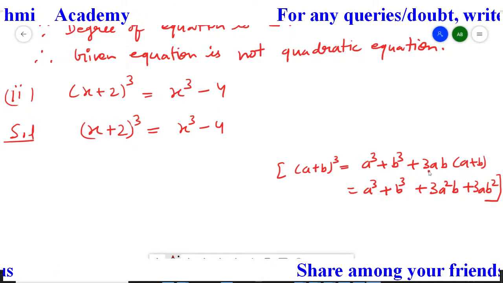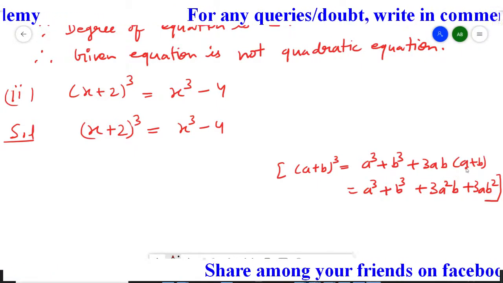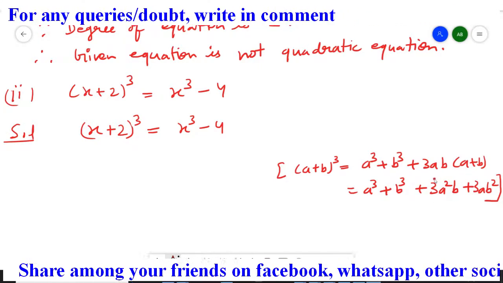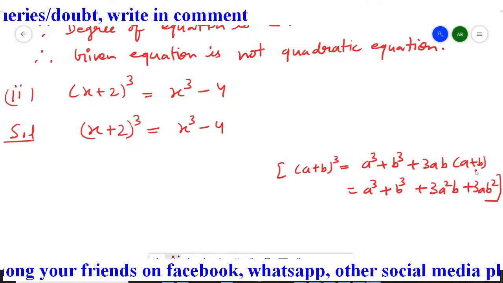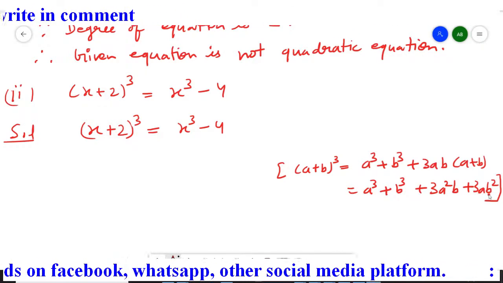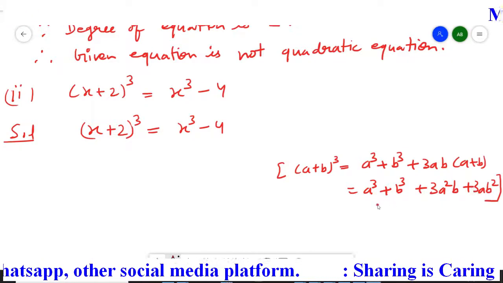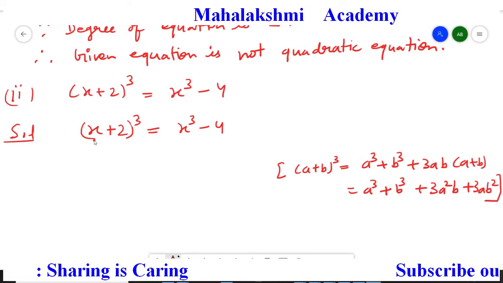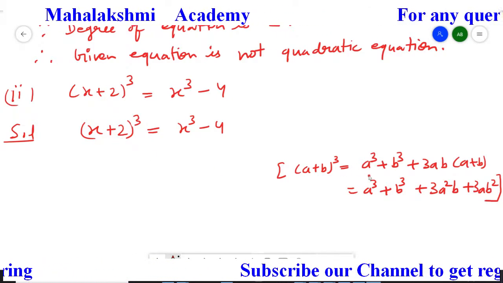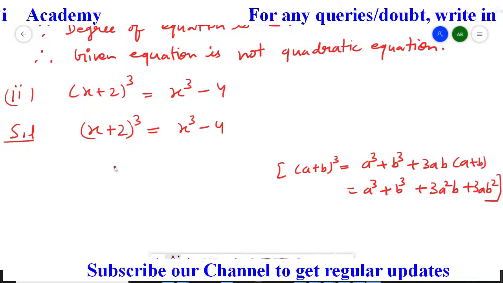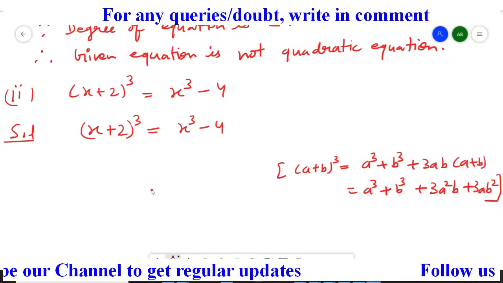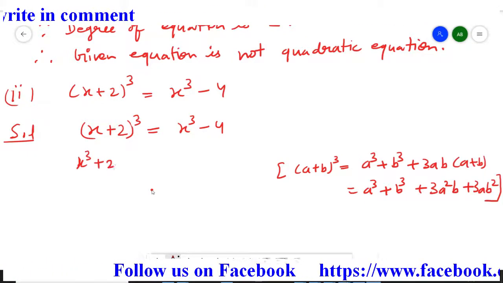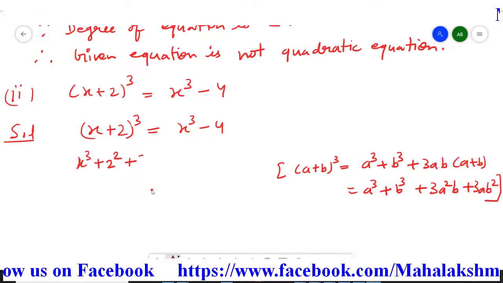So here I opened it further. When I will open it, 3ab, once it will multiply by a, it will give us 3a square b. And second time plus 3ab will multiply by plus b, that will give us plus 3ab square. So in these four terms, I am going to substitute the values. So here instead of a we have x and instead of b we have 2. So instead of a cube we have to write here x cube. So we will get here x cube plus 2 cube plus 3.